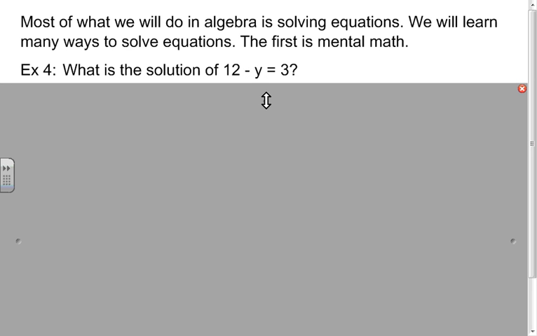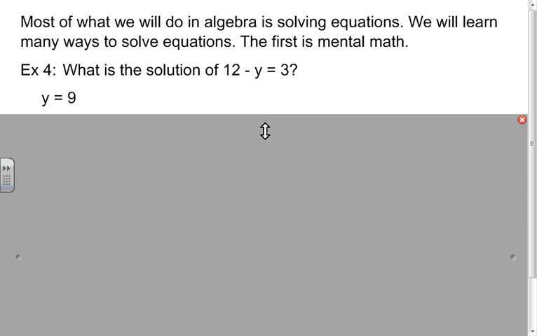Example, what is the solution of 12 minus y equals 3? So 12 minus something gives me an answer of 3. What does that something have to be? What goes in the spot where y is? It would have to be a 9, because 12 minus 9 equals 3.